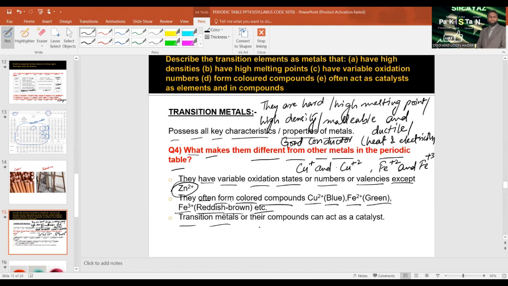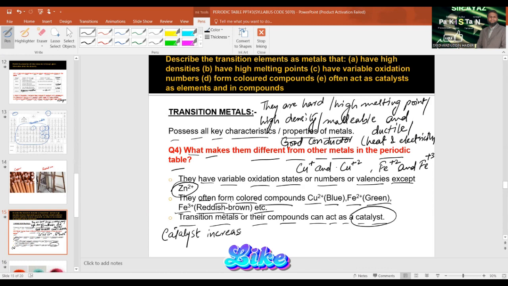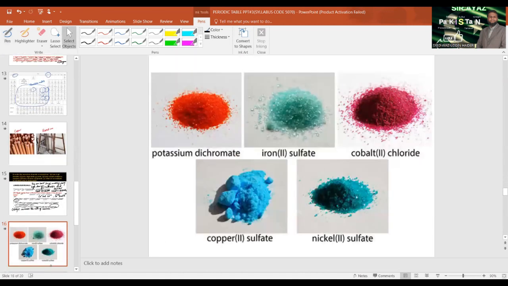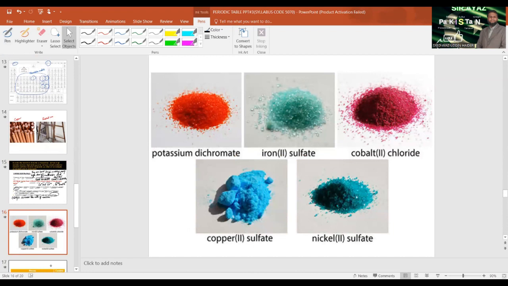So transition metals or their compounds can act as a catalyst. What are catalysts? Catalyst increases the rate of reaction. And you know that how they do this, they decrease the activation energy, or they provide the alternative route to the reaction. Here are some compounds of transition metals.